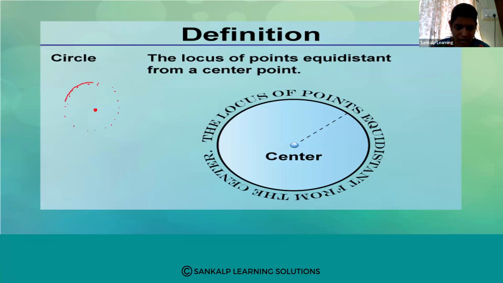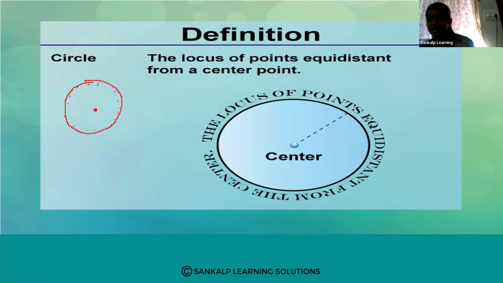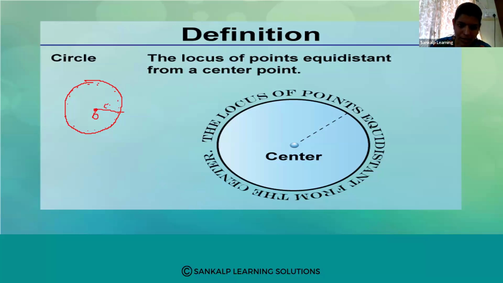Here there is a collection of points. What kind of collection is it? Equidistant. The collection of points from a fixed point that are equidistant. So this is our central point. We call it O. O is the center point. If this is 10 centimeter, and from this point there is a point here and a point here, this distance is also 10 centimeter, and here also 10 centimeter, and here also 10 centimeter.